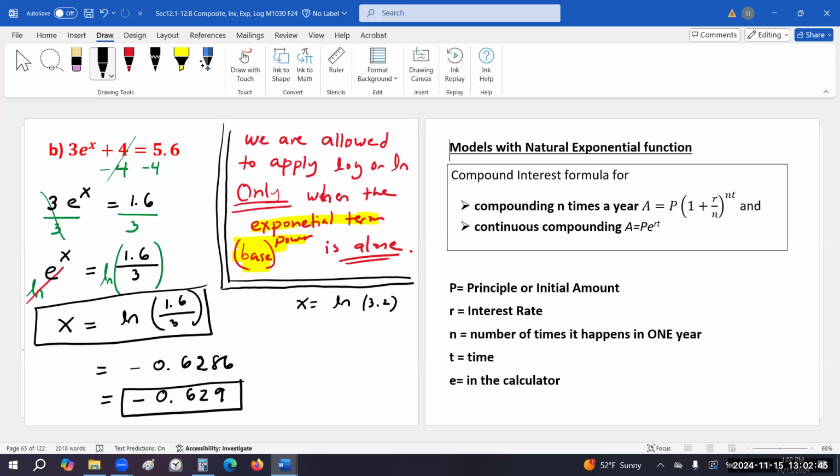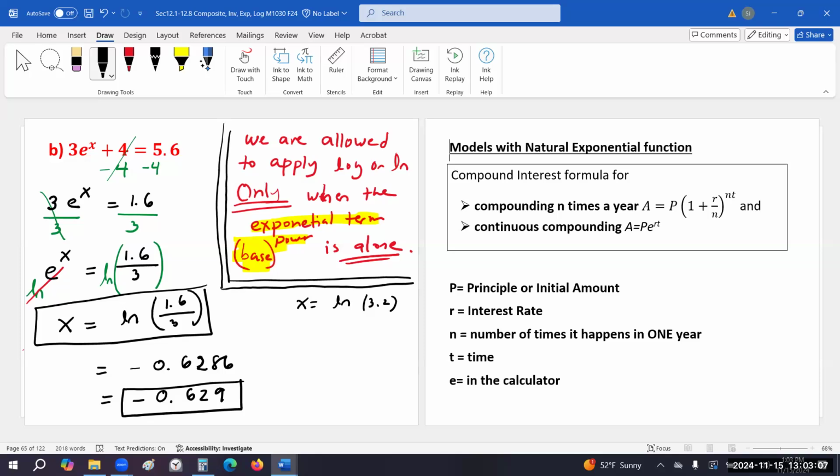People call it the PERT formula. P, E, R, T. So they call it the PERT formula. And if you say, well, I want to do compounding this many times in a year, then this is your formula. Now you may wonder, what are all these letters in our formula?